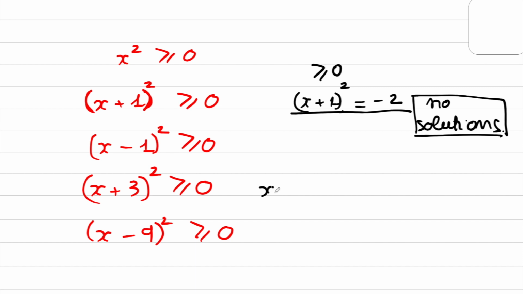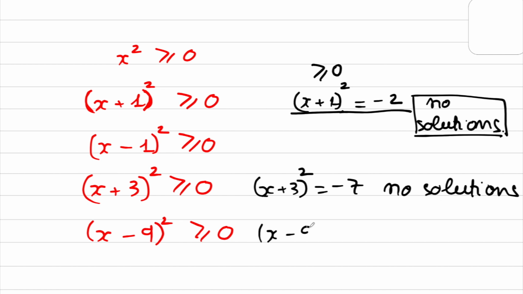How about this one? (x plus 3) squared equal to negative 7. Of course, it is very easy to answer this question. No solution for the equation here. The same thing with this one: x squared equal to negative 1. Yeah, we have no solution.